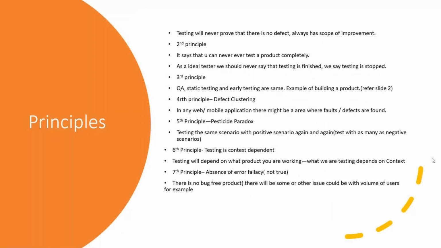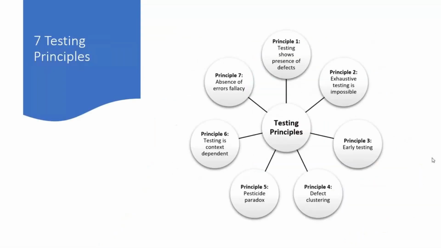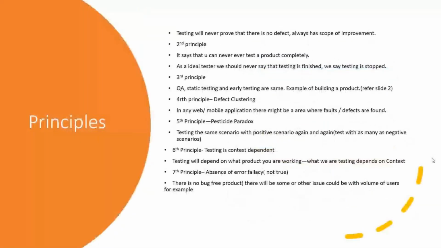And the third principle, what is the third? The third principle is early testing. So here we'll see a few of the points. Early testing is the same as the example of building a product. When we are building a product, we stop the error in the requirement stage only, so it becomes a defect rather than a failure. Okay. And the fourth principle is defect clustering.